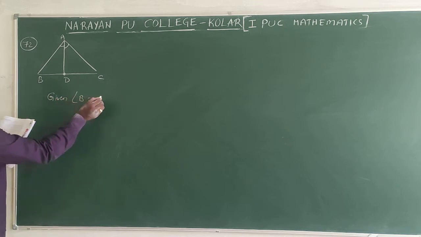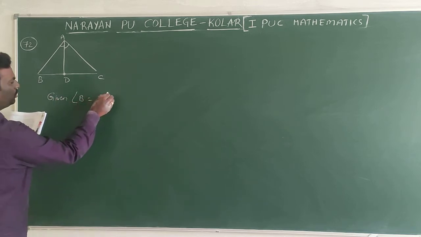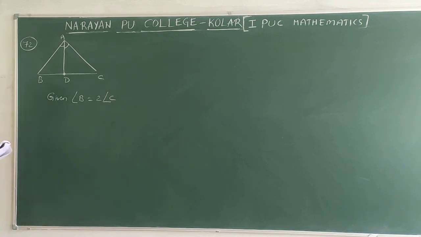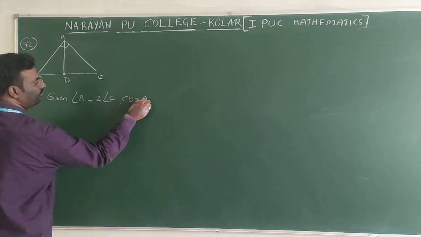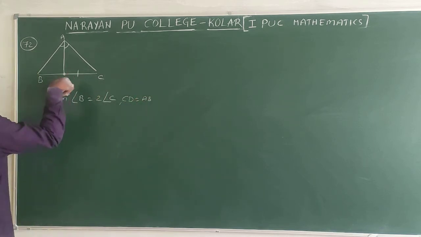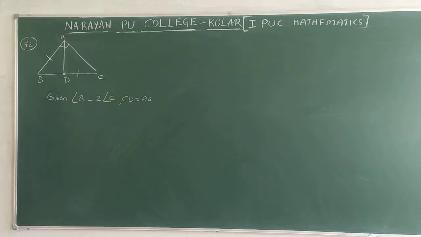angle B equals 2 times of angle C, and they given CD equals AB. These two lengths are same. Then we need to find angle A. Okay.